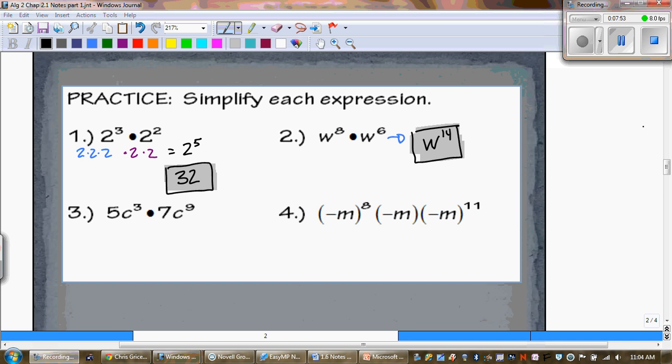Okay, all you had to do is add the exponents and you get w to the 14th power. Okay, 3, we haven't done a problem like 3 yet, but we have to pay attention to this 5 and the 7. We multiply those. You multiply the numbers out front, 5 times 7, and you get 35. And then we add the exponents, and that's where 12 comes from.